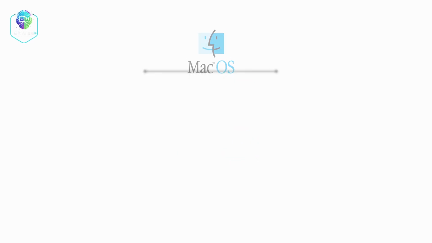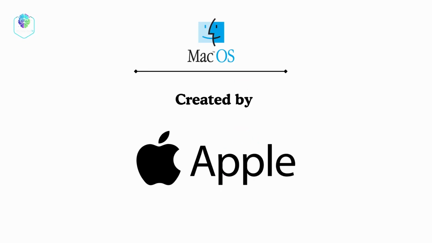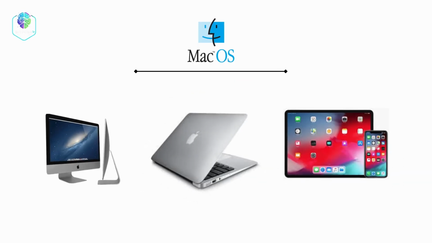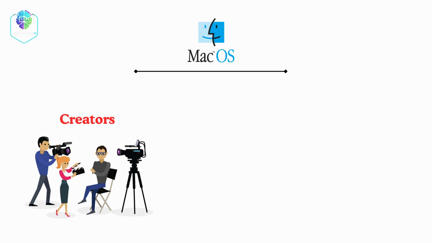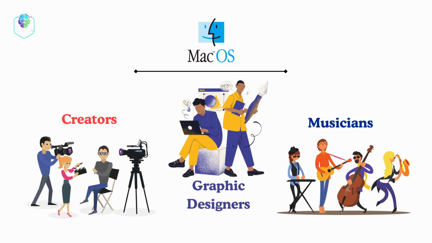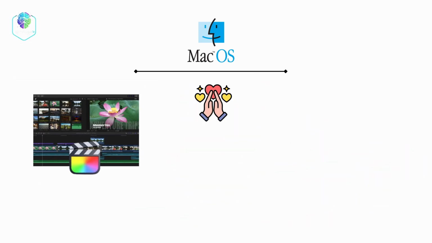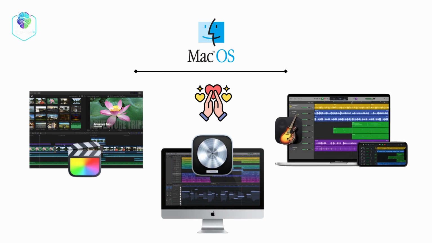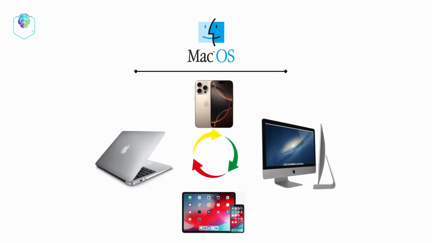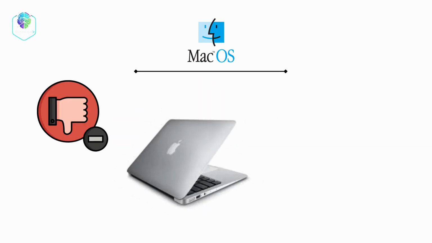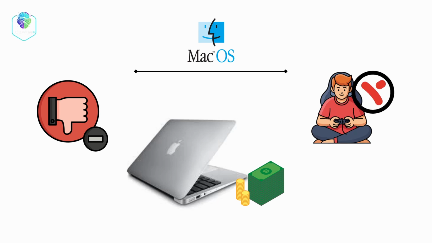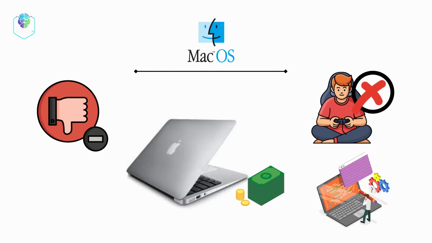Next, we have Mac OS, created by Apple for Mac computers. Unlike Windows, Mac OS only runs on Apple devices, which allows for smooth performance and stability. It's a favorite for creatives, video editors, graphic designers, and musicians, thanks to apps like Final Cut Pro, Logic Pro, and GarageBand. If you have other Apple devices, like an iPhone, syncing files and messages is seamless. Battery life is usually better too. The downside? It's expensive, not great for gaming, and some professional software is limited.